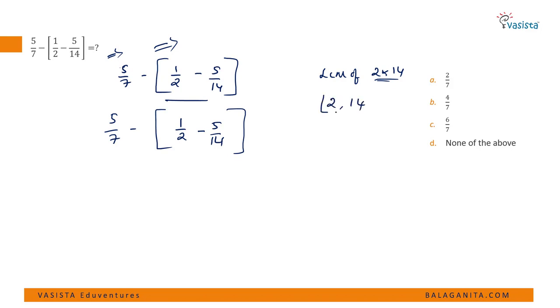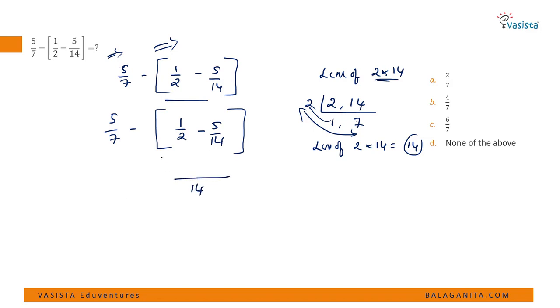2 and 14, right? 2 1s are 2, 2 7s are 14. Further division is not possible. So the LCM of 2 and 14 is going to be 14. 7 1s are 7, 7 into 2 is 14. This will become 14.